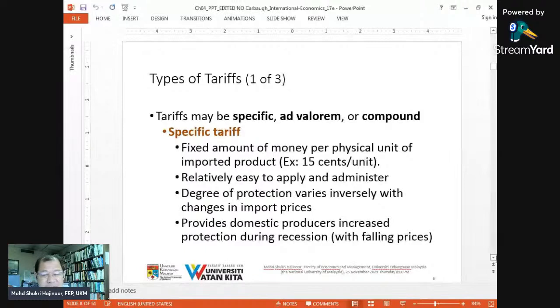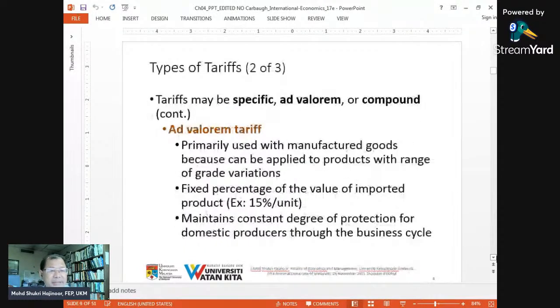It provides domestic producers increased protection during recession with falling prices. This is better: ad valorem, based on value added, primarily used with manufactured goods because it can be applied to products with a range of great variations. Fixed percentage of the value of imported products. Yes, this is based on the value of the imported products. So, for example, 15% per unit. It's not 15 ringgit per unit.